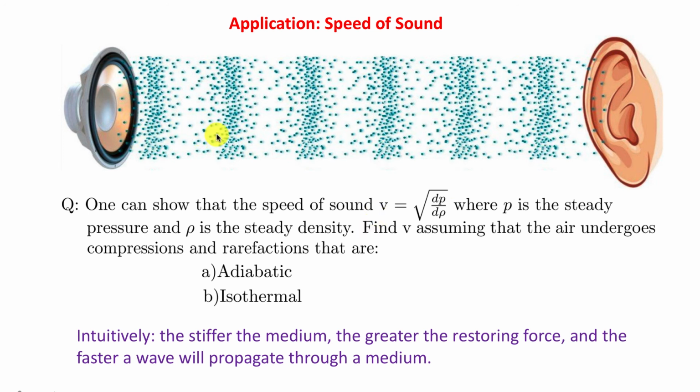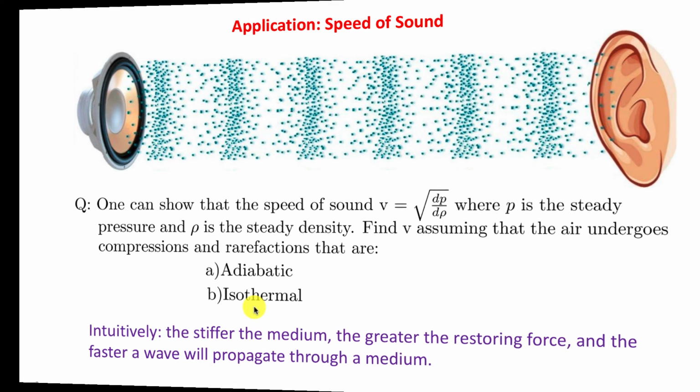Now here you can see everywhere that there's compression here, here, here, here, and here. And there's rarefaction here, here, here, here, and here. But is this compression of the gas adiabatic or is it isothermal?